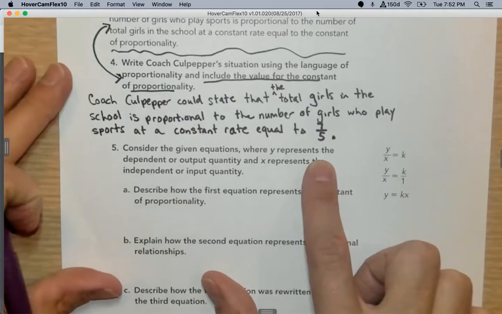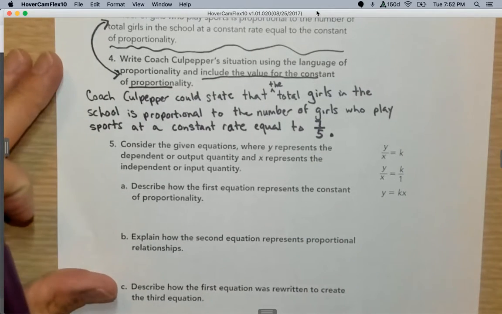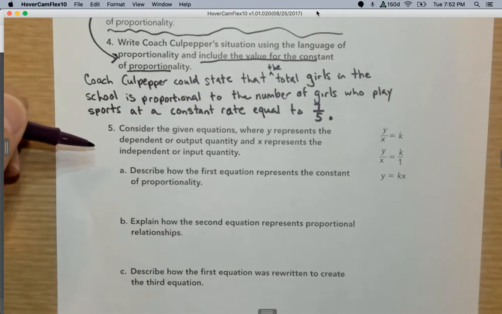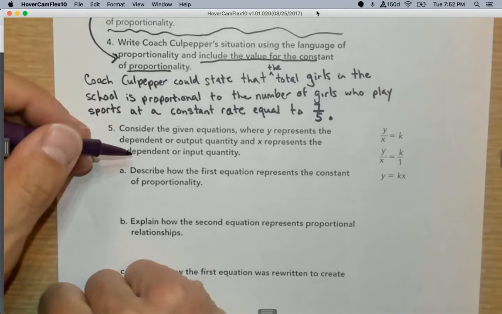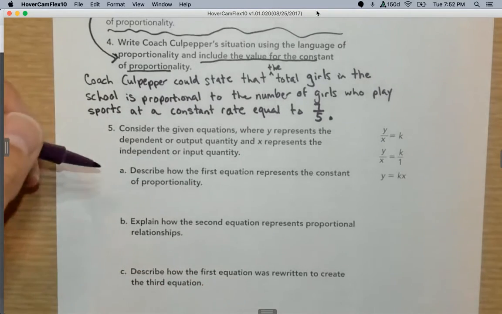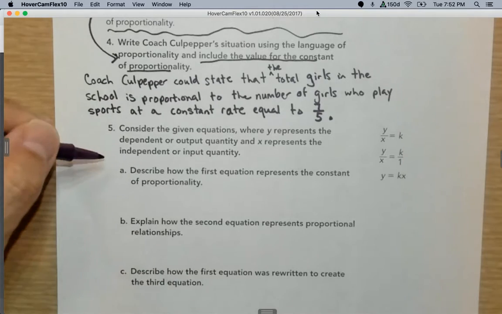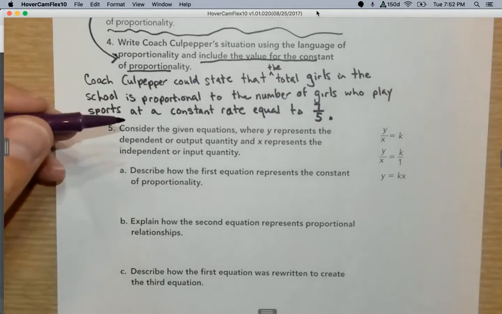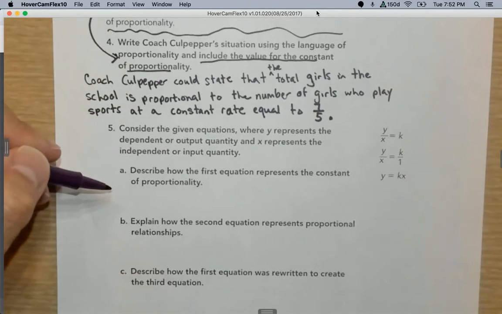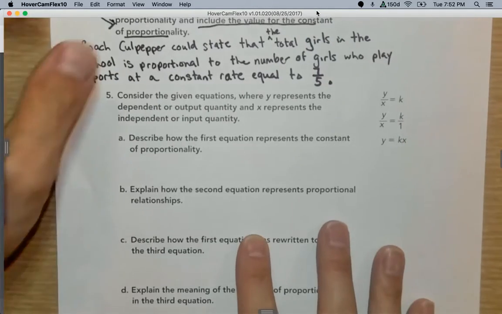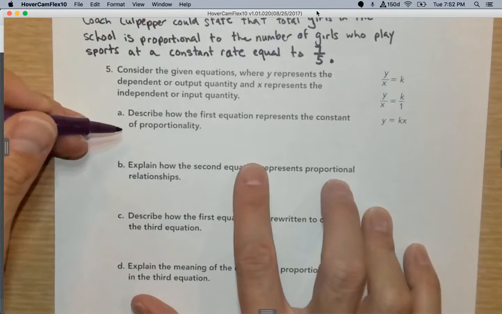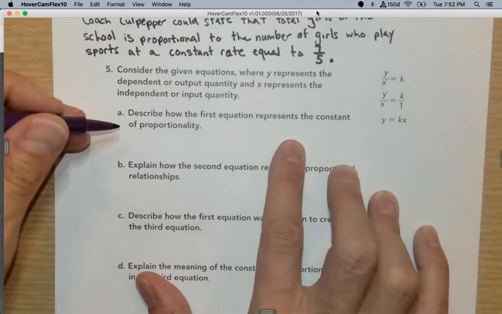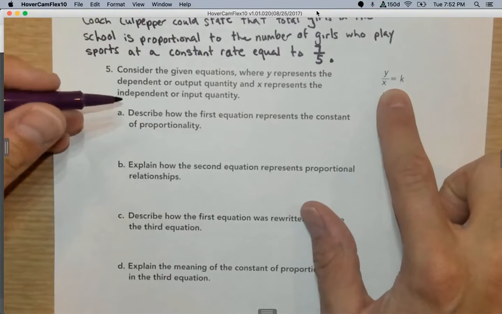Number 5, consider the given equations, where y represents the dependent or output quantity and x represents the independent or input quantity. A. Describe how the first equation represents the constant of proportionality. All right.